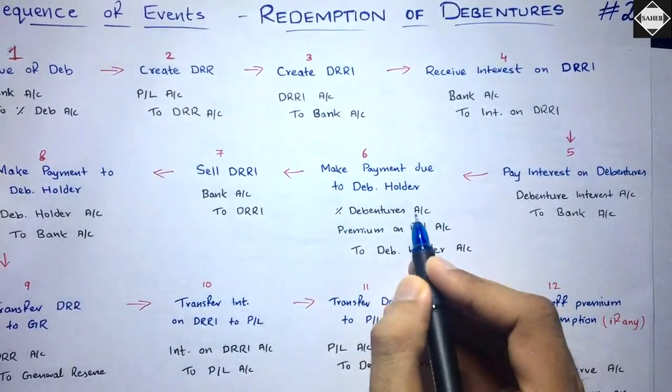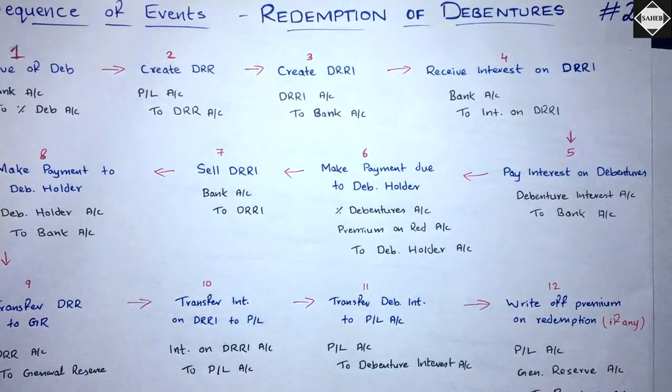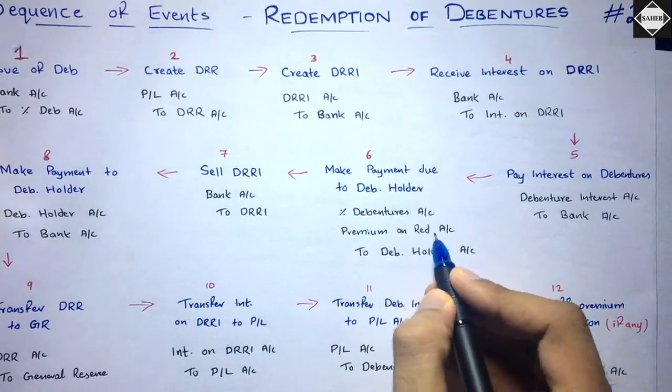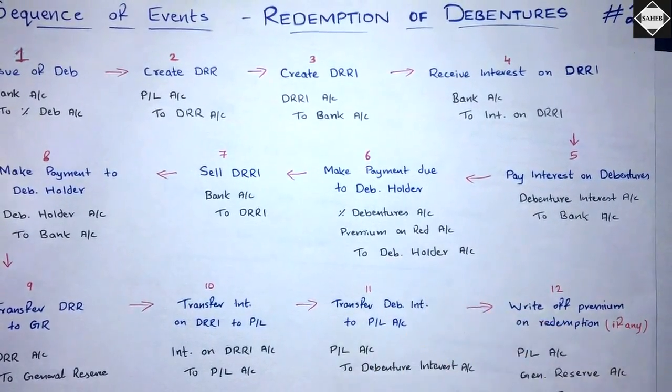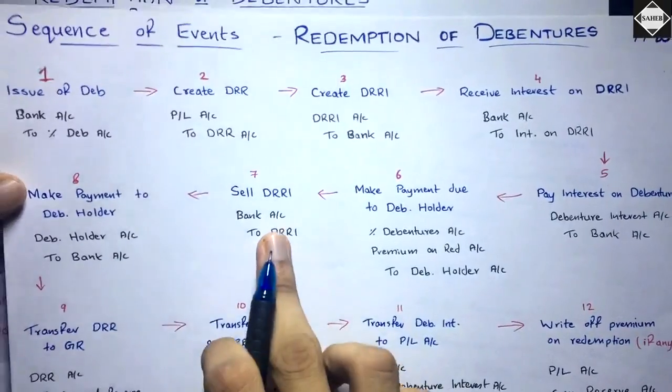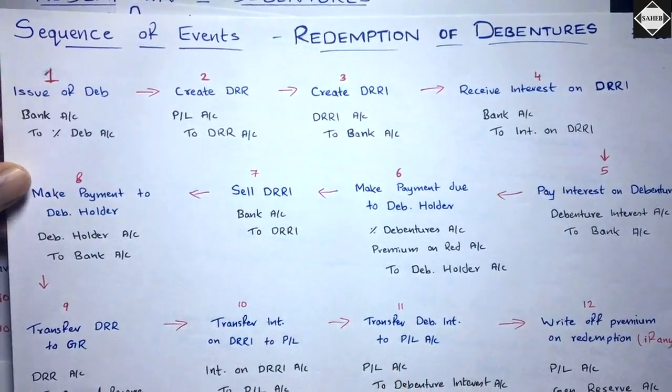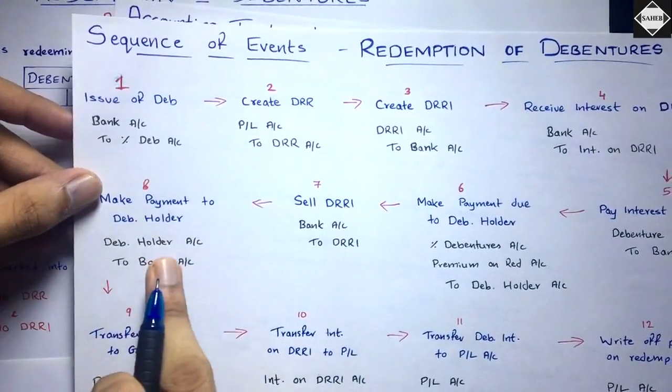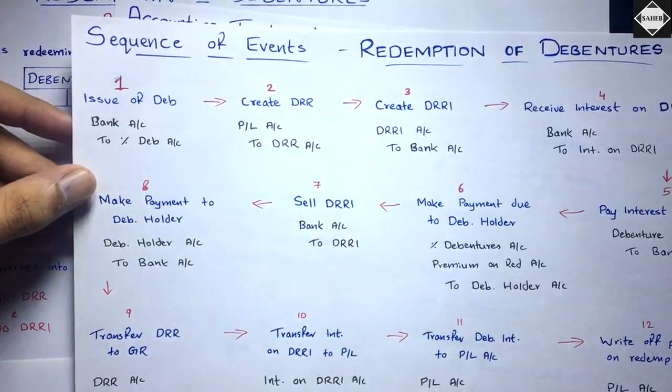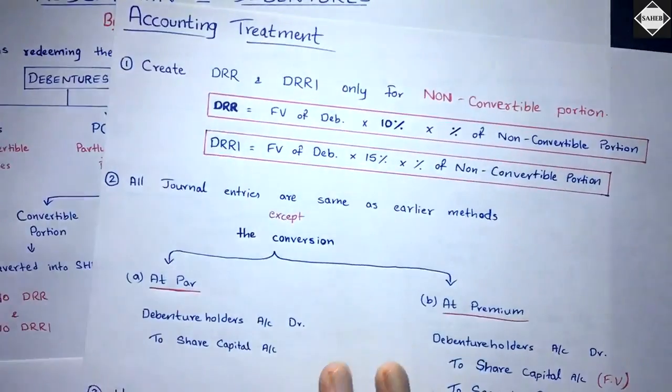Percentage debentures account. If the redemption is happening at premium, then what you will do, premium on redemption account to debenture holder. The due entry, everything will be the same. You will sell the DRI. Everything will be the same. Make payment to debenture holder. Now when you make the payment to debenture holder, of course now in this method payment is not happening.